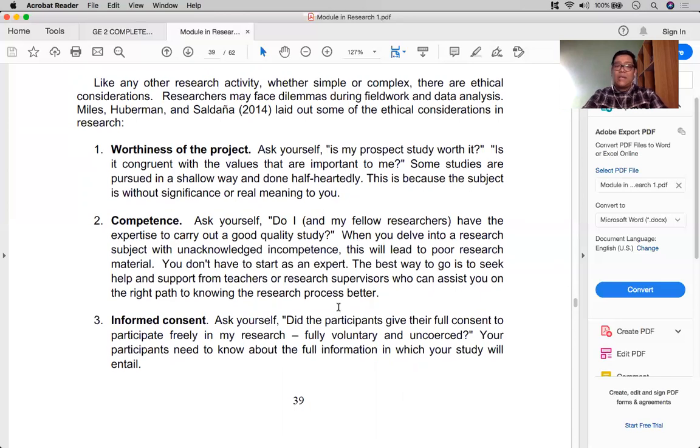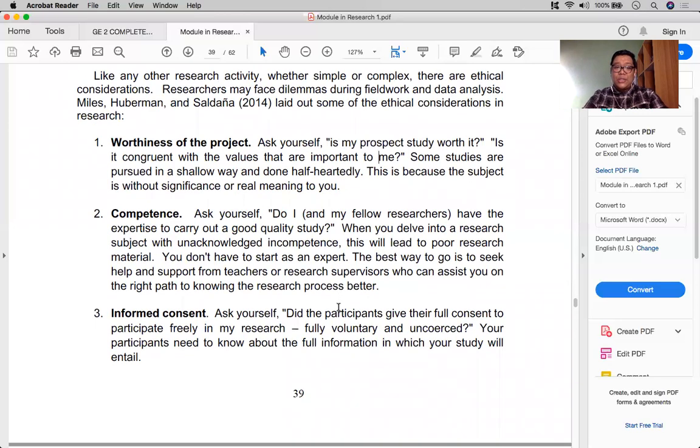Second one is competence. Ask yourself, do I and my fellow researchers have the expertise to carry out a good quality study? Do you have enough knowledge to discuss something about this research topic? When you delve into a research subject with unacknowledged incompetence, this will lead to poor research material. That's very true. You don't have to start as an expert. The best way to go is to seek help and support from teachers or research supervisors who can assist you on the right path to knowing the research process better. So that is why you have research personnel to aid you in the entire conduct of your study.